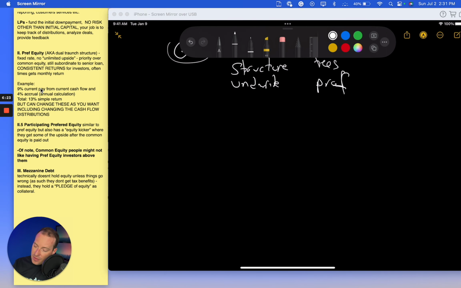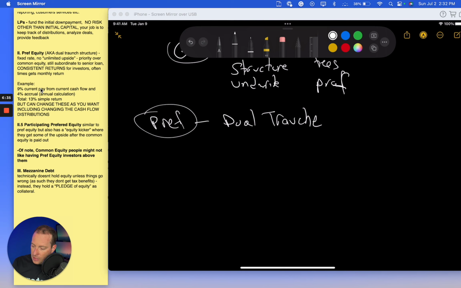So the pref equity. How does this work? Well, preferred equity, we talked about this before, aka dual tranche. And, you know, if you want to sound cool, is there an N there? Oh my God, tranche. Oui, monsieur, dual tranche. A dual tranche structure. This equity still sits below the senior loan. Remember, bank is one, pref is two.